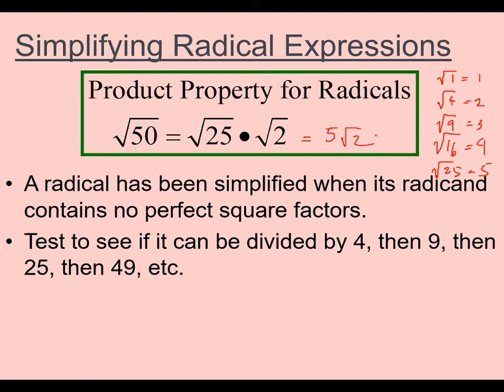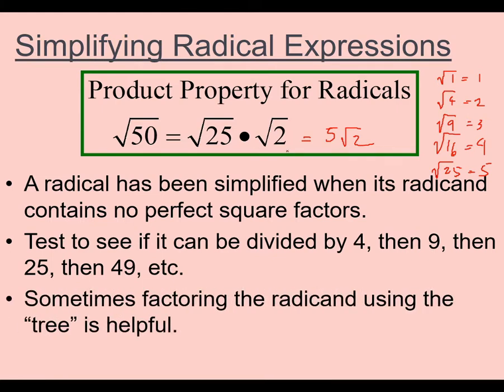So, to test to see if it can be divided by 4, then 9, then 25, then 49, etc. So, ang isang paraan para matest nyo na siya ay nakasimplify, divide nyo sa 4. Kasi kung madidivide nyo sa 4, factor niya ang 4. 9, ito, dinivide natin sa 25 kasi yun ang perfect square root. Kaya, 25 times 2.